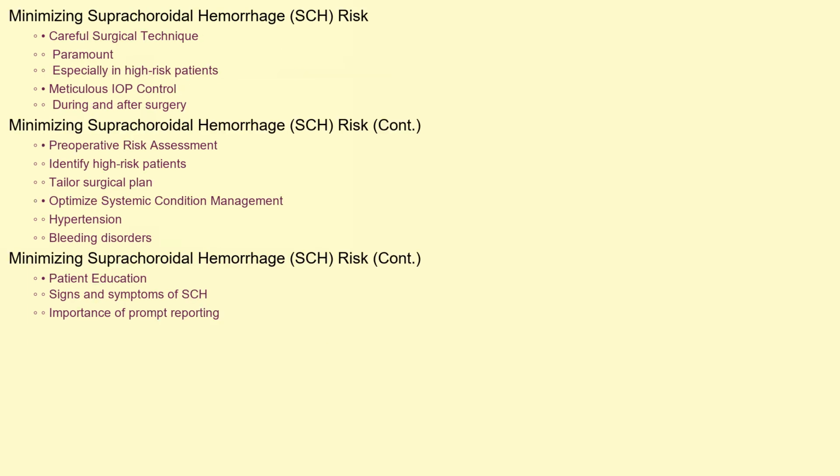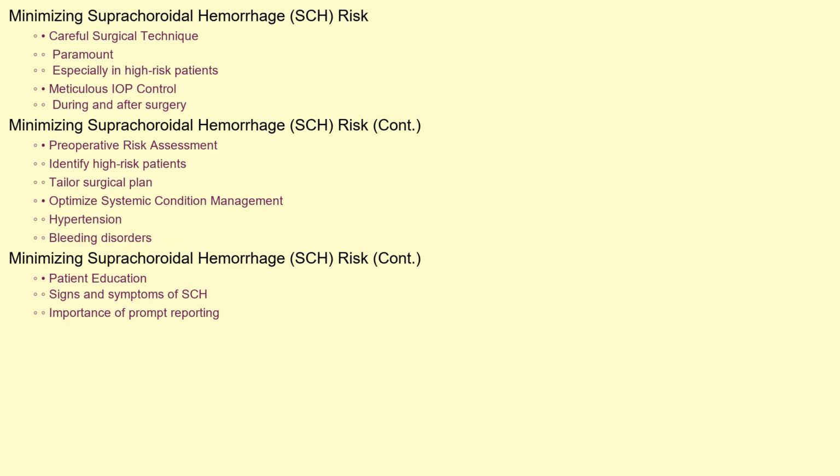While it's impossible to completely eliminate the risk of suprachoroidal hemorrhage, several strategies can help to minimize it. Careful surgical technique is paramount, especially in patients with known risk factors. Meticulous control of intraocular pressure during and after surgery is crucial.